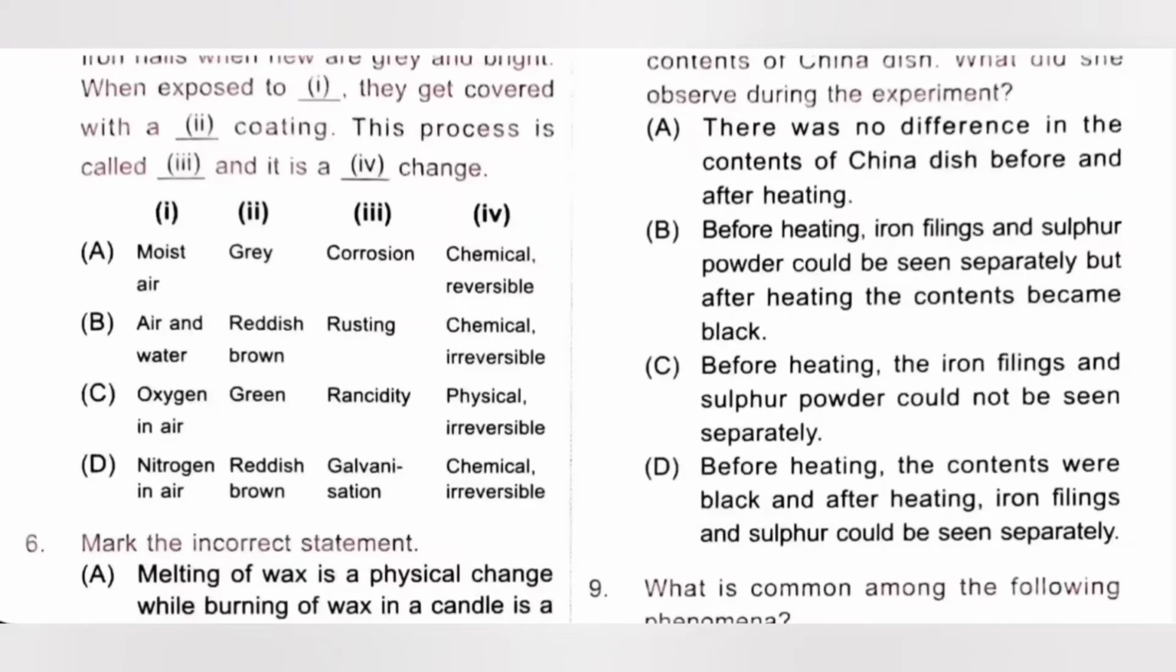So, option B. Before heating, iron filings and sulfur powder could be seen separately. But after heating, the contents become a black solid of iron sulfide. It is an irreversible and chemical change. Option B is the correct answer. Option B.